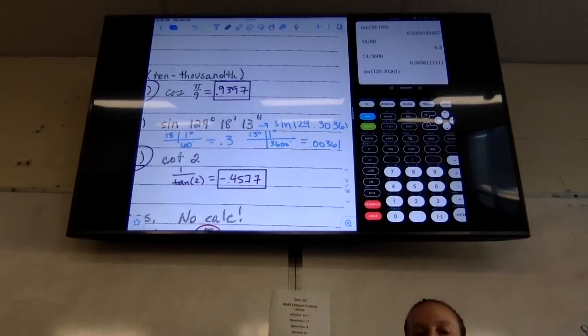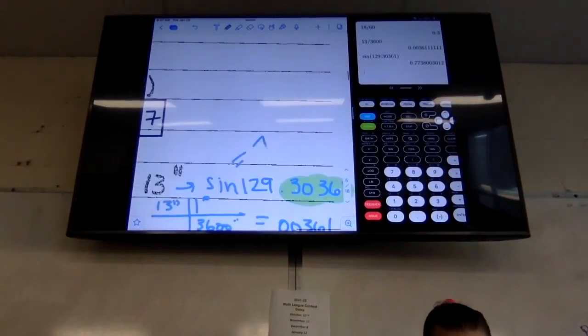A big mistake is that you guys put all this work into doing the decimals, and you get that decimal, and then you forget the 129 in front. So don't forget to carry that degree in front with you. So I don't want sine of 0.3036. I want sine of 129.3036. And that answer is 0.7738.